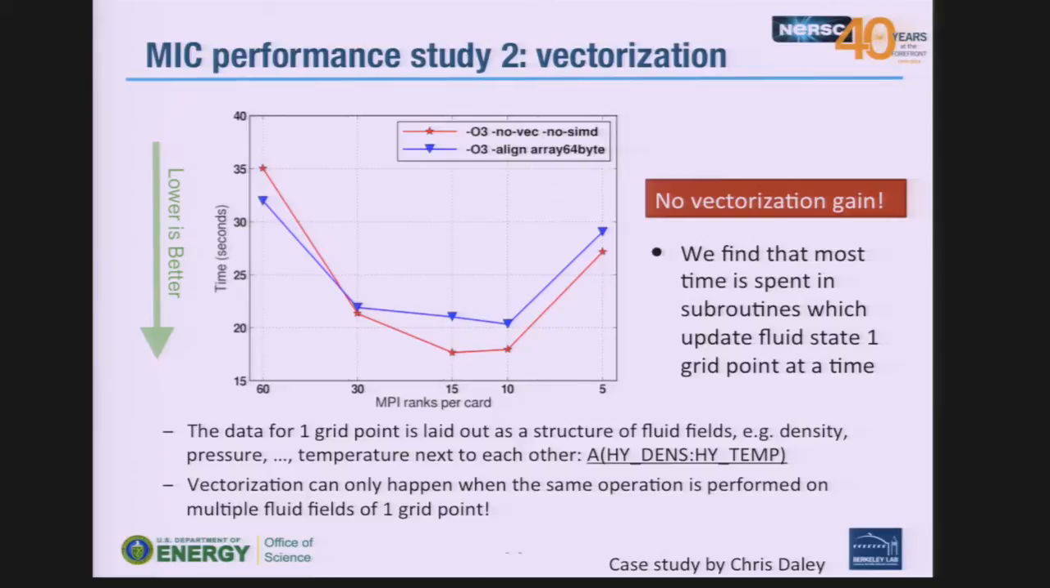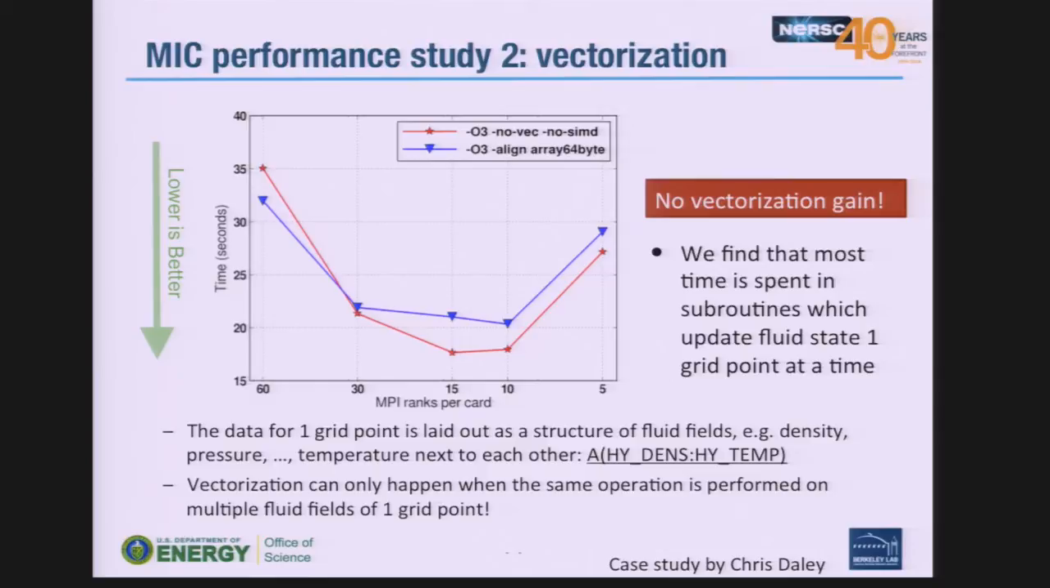Let's look at this. The red is no vec, that means there's no vectorization. The blue is vectorization, and there's basically no difference here. In some cases, the vectorization is actually worse. So this application, Flash, which you'd think would really benefit from some vectorization, is not getting any benefit at all. And so what Chris looked at is, let me look back at this data structure.